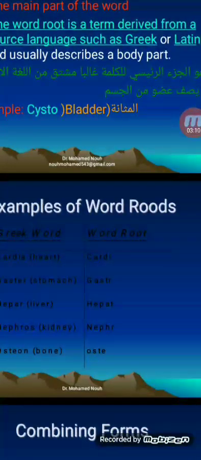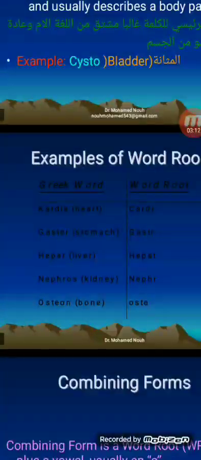Here are examples of word roots from Greek. Cardi means heart. Gastro means stomach. Hepat means liver. Nephro means kidney. Kidney, الكلى. Liver, الكبد. Stomach, المعدة. Heart, القلب. Osteon means bone. Osteo means bone.